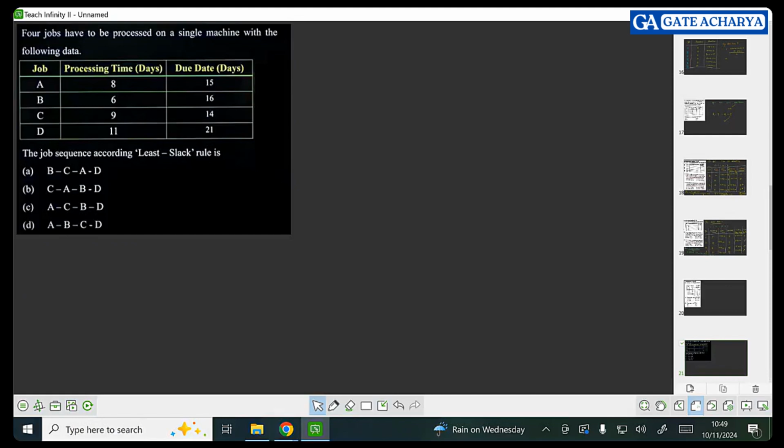What is least slack? Least slack is equal to due date minus processing time. Due date minus processing time. 10, 10. In that case, you take processing time into account. Then your answer is CABD. Got it, all of you?